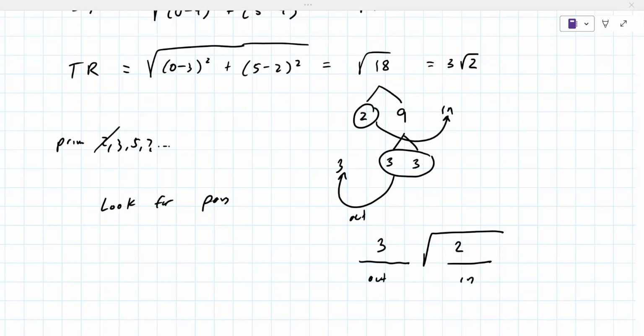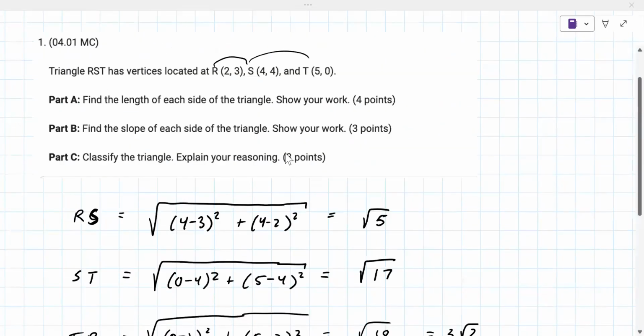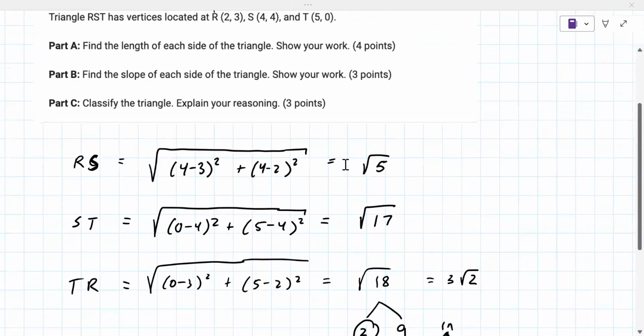Now we can say something about this, because all the sides are different lengths. We know that it's scalene. I know we're not up to part C, but we can say it's scalene. But we need to say a bit more than that.